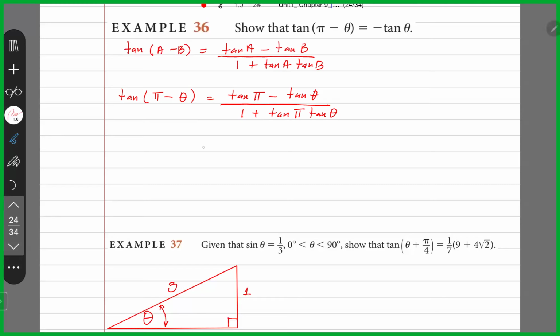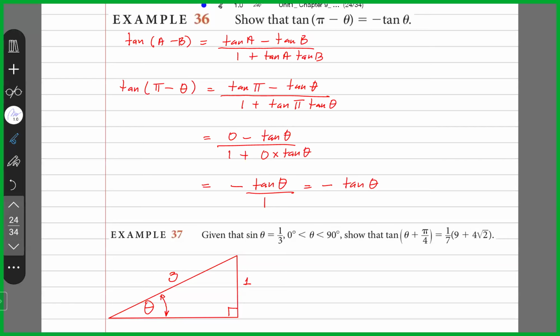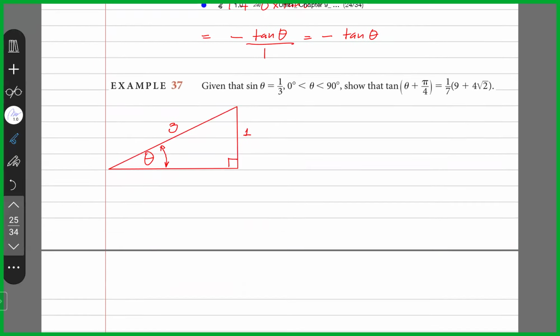So what we have here is 0 minus tan theta over 1 plus 0 times tan theta. So what we end up with at the top is just minus tan theta, and at the bottom, the only thing we have is 1. So this is just minus tan theta. All right, so next we're going to move to example 37.